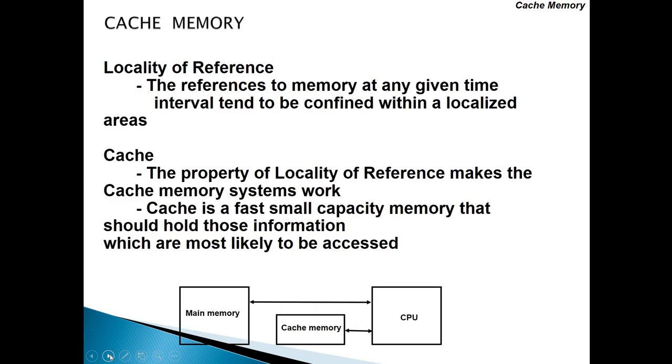Now we'll see about cache memory. First, we'll see about locality of reference. The references to memory at any given time interval tend to be confined within a localized area, which is called locality of reference. The cache memory directly communicates with the CPU and the CPU can communicate with the main memory, but the CPU will search the information in the cache memory first, because the size of the cache memory is smaller than the size of the main memory. Hence, the access speed will be increased in this method.